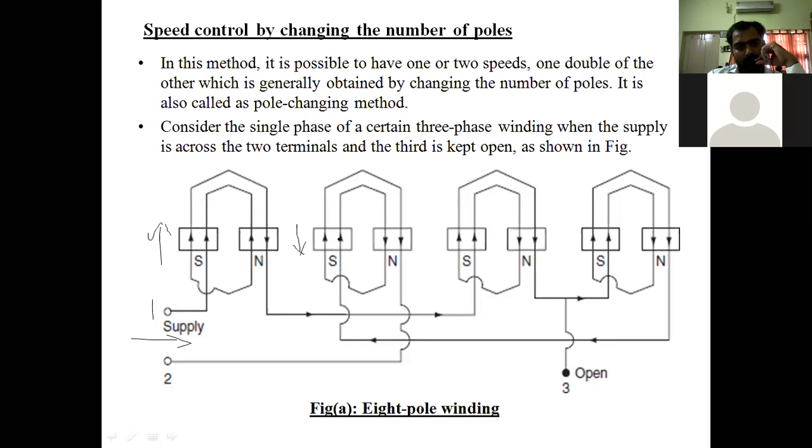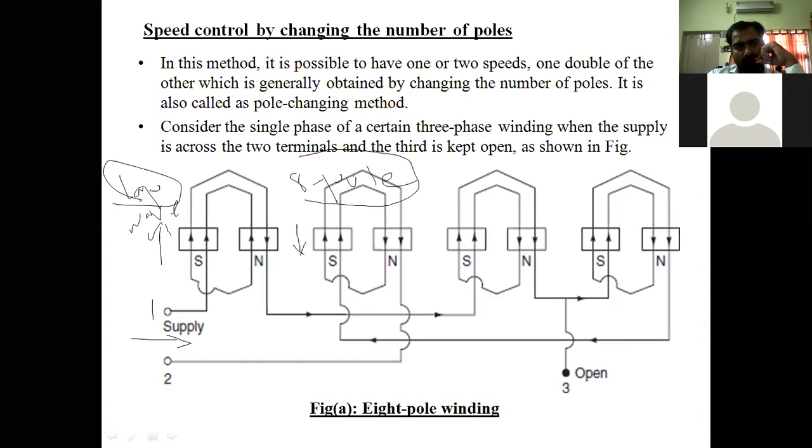Before seeing this, note that windings are of two types, lap winding and wave winding. To control the speed of your induction motor by changing the number of poles, you use the lap winding. Depending upon the change in the number of poles, we change the speed. Now, how many poles are there here? 4 into 2, it is 8 poles. This is an 8 pole system.